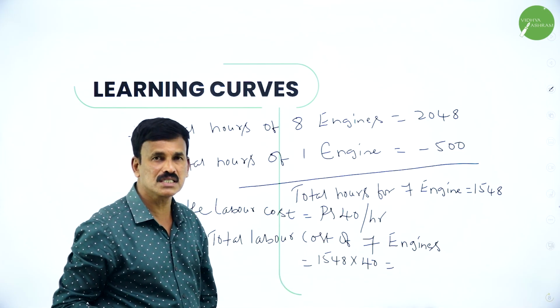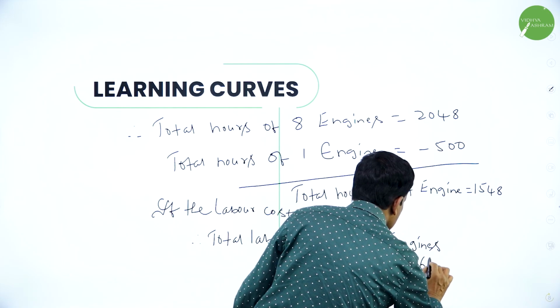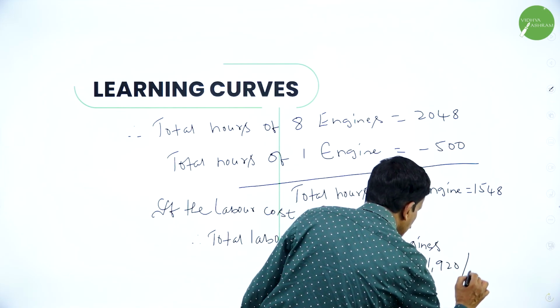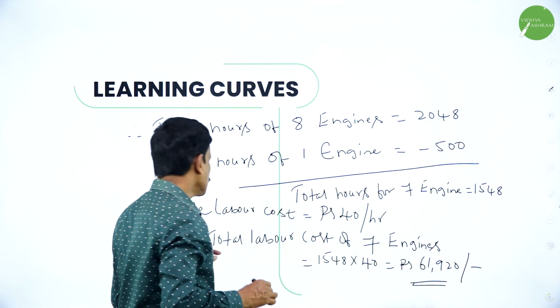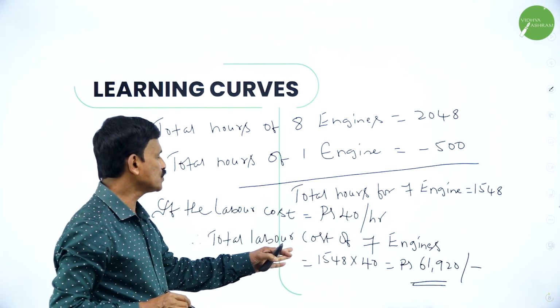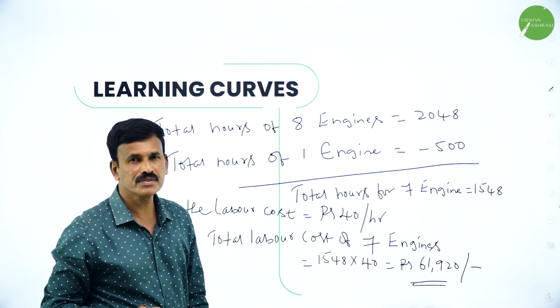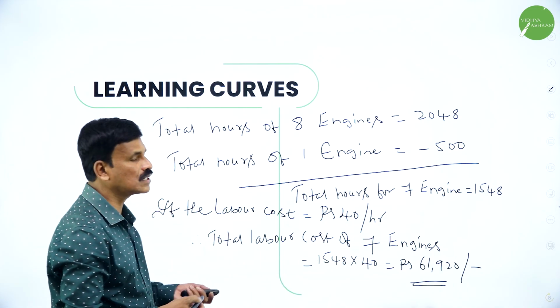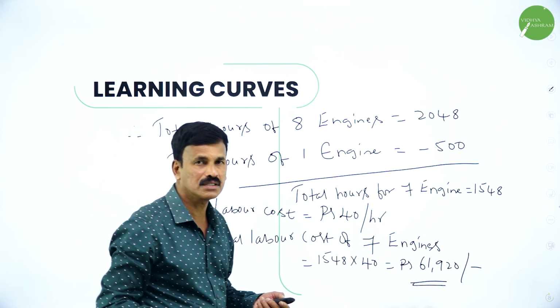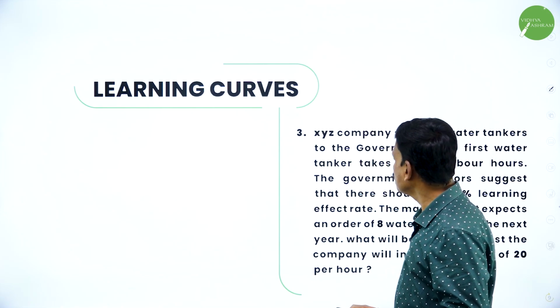1548 into 40 is equal to rupees 61,920. So the total labor cost of 7 engines is 1548 into 40, that is nothing but rupees 61,920. This is how we are going to calculate. Hope you followed. Now move on to a similar type problem.